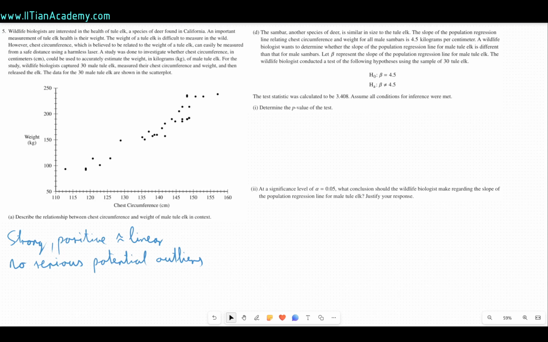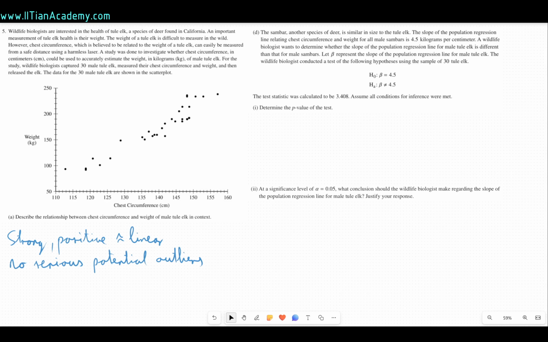So in part D of this question, we're told the sambar, another species of deer, is similar in size to the tule elk. And we're told the slope of the population regression line for this species is 4.5 kilograms per centimeter. We're told a wildlife biologist wants to determine whether the slope of the population regression line for the male tule elk is different than for the male sambar. And we're letting beta represent the slope of the populations. And we have the following null and alternative hypotheses.